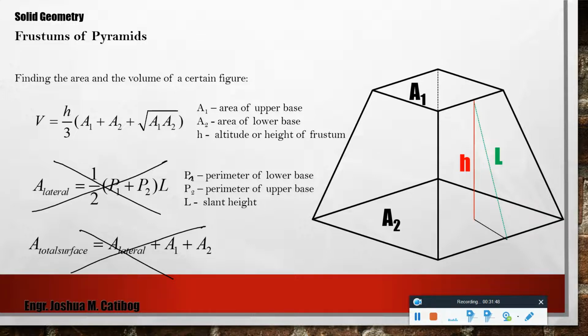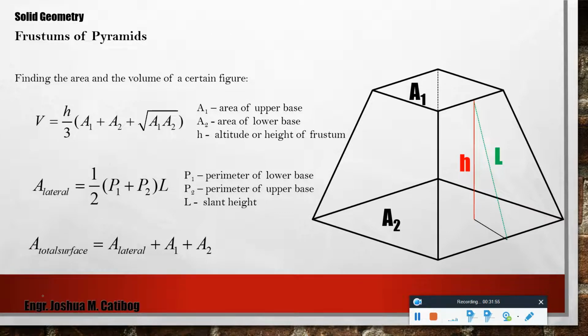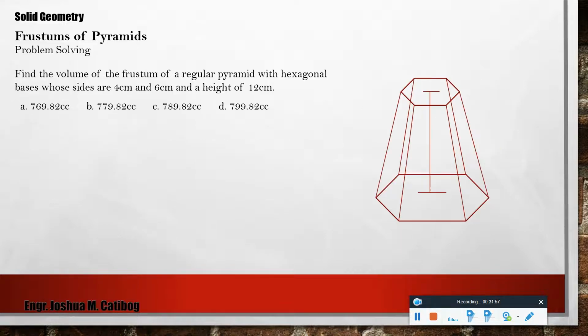So, correction ko lang to. Ito ay P2, ito ay P1. Nagkabaliktad lang po. Okay, so from here guys, we are going to solve a certain problem. Actually, hindi rin siya ganun kahirap. Please check this one. Find the volume of the frustum of a regular pyramid with hexagonal bases. Okay, hexagonal bases whose sides are 4 cm. So, lagay ko yung 4 sa taas and 6 cm.